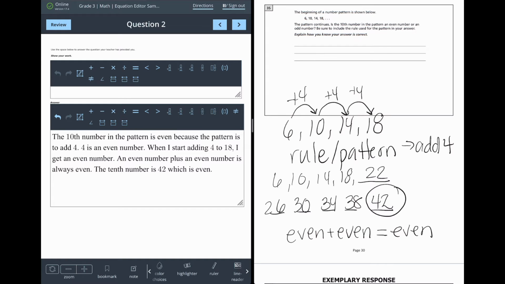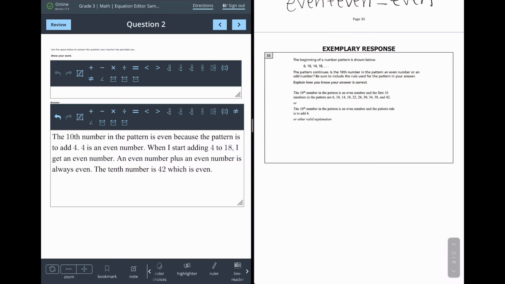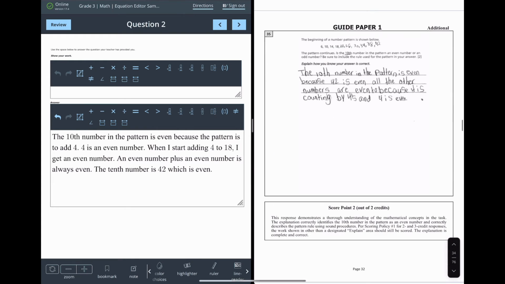So that's it. I explained my answer, I gave the rule, and I gave evidence how I know. That's what they're looking for. So here's some other kid answers so you can see what they were looking for. So you could have listed the rule, listed all 10 numbers to get to 42, as long as you say that the 10th number is even. Or you can say again the 10th number is even because the rule is to add 4 and you know you're adding even numbers.